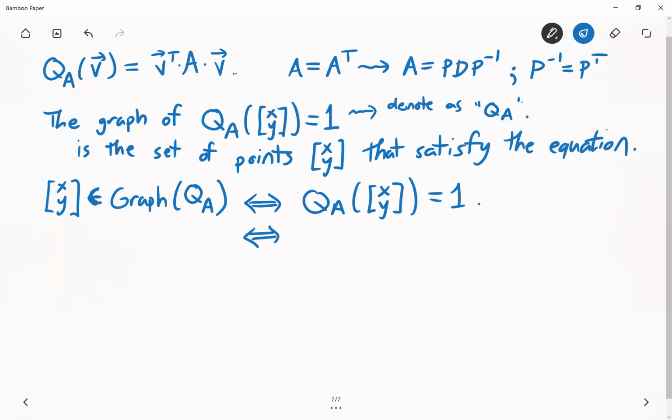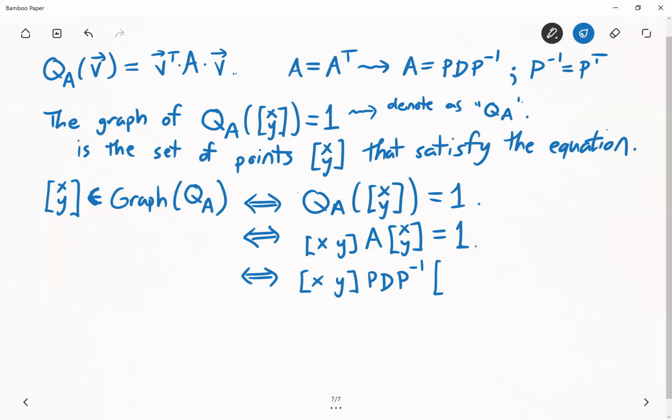Now that's true if and only if, well, let's use the definition of the quadratic form. So this is true if and only if the vector transpose xy times A times xy is equal to 1. But we can keep going. We know something about A. In this case, we're going to be able to diagonalize A as P D P inverse. So we'll substitute that in for A.